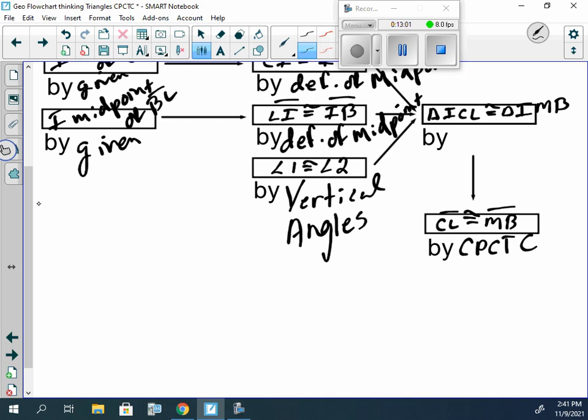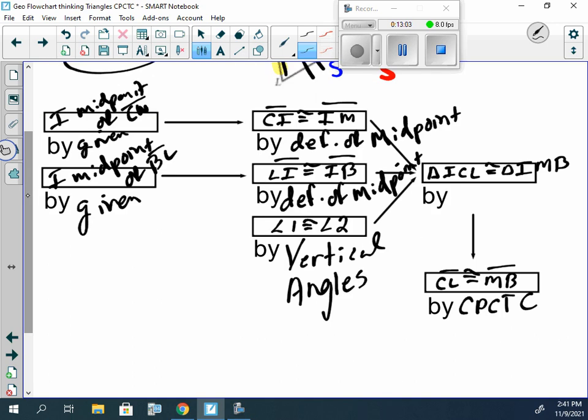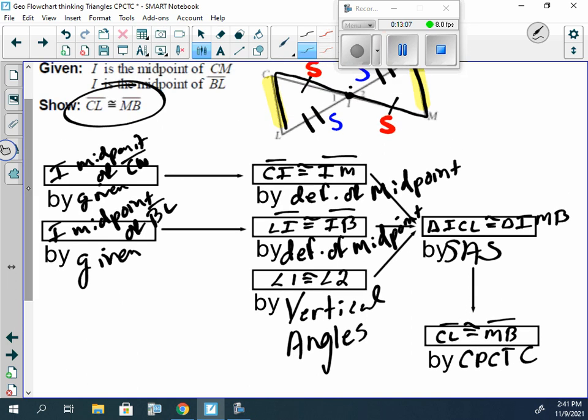This here would have been what? Side angle side, yes. Thank you. Because we had a side, an angle in the middle, and a side. So it'd be side angle side. Any other questions on this here? Are you ready for the next one?